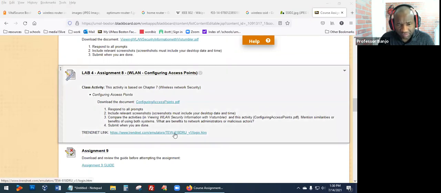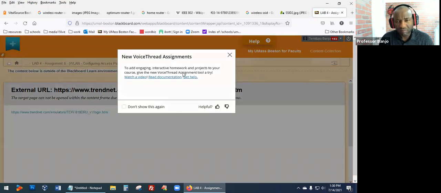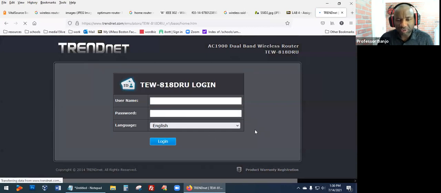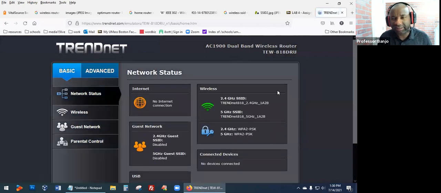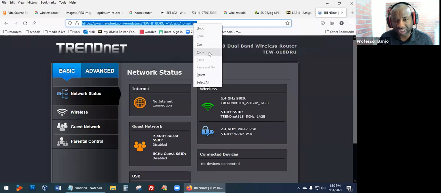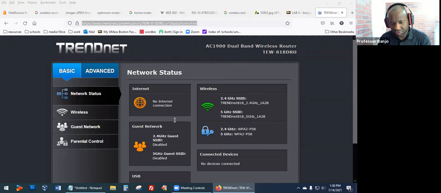So we have this, let me click on this here. This is like an interface for wireless, when you're setting up wireless, it might look something like this. This is just a test site. If you guys are interested, I'm going to put the link in the chat so you can always look at it later.